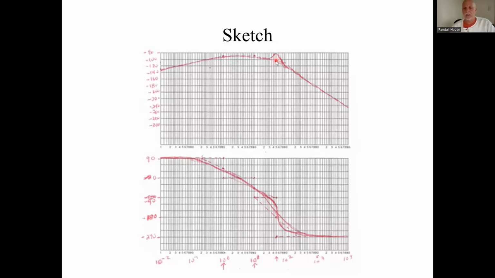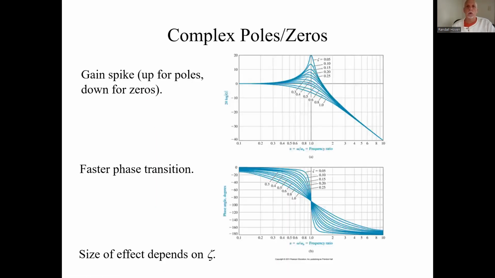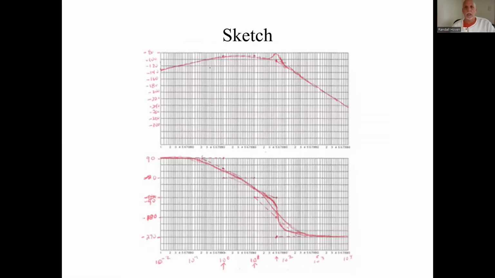Now let's talk about the effect of the zeta. And our zeta was 0.02, pretty darn small. We'll go back to these two graphs. Here, the smallest zeta that it shows us is 0.05. Ours is even smaller than that. And even at 0.05, you get a 20 dB increase at the breakpoint associated with that zeta. And you get a pretty darn sharp transition in phase for a small zeta. It's already pretty sharp at 0.05. So let's go back.